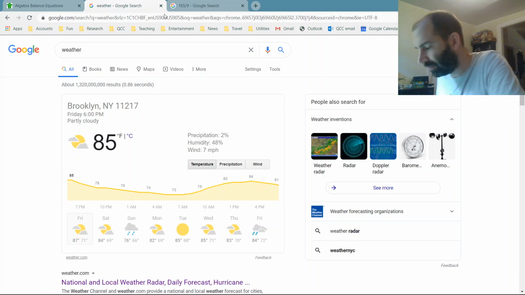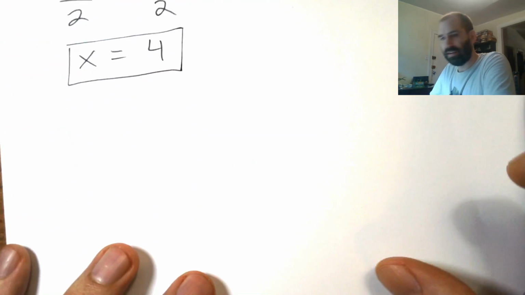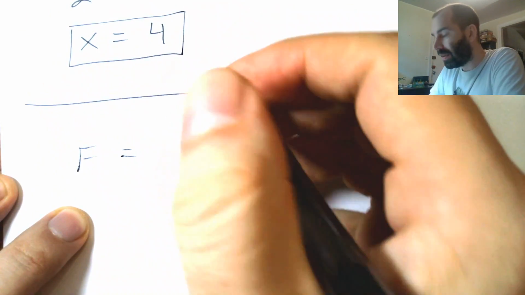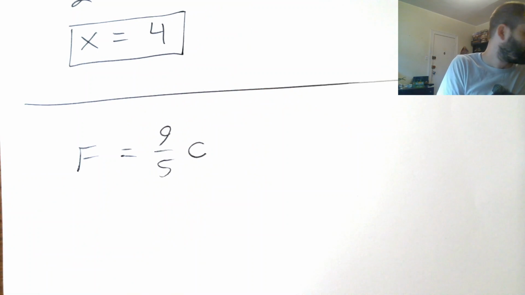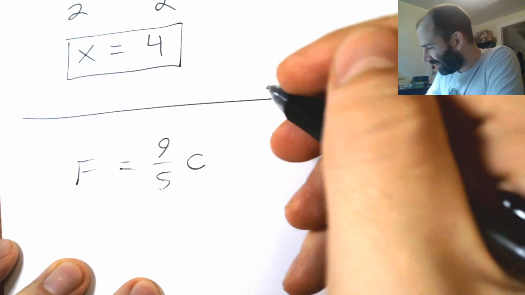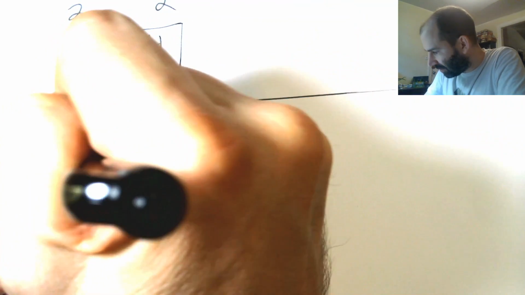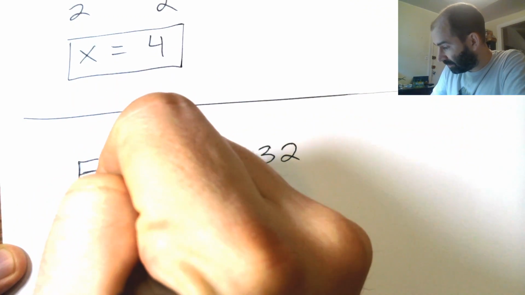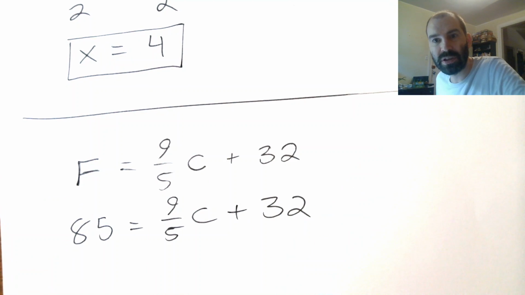So you can look it up, and this is what it is. The equation relating Fahrenheit to Celsius is this: Fahrenheit temperature equals 9/5 times the Celsius temperature, plus 32. Give me a second, I need a new pen. I think that pen just died. Good timing, pen. All right. Fahrenheit equals 9/5 Celsius plus 32. What's the temperature today? It's 85 Fahrenheit. So I want to solve this equation.